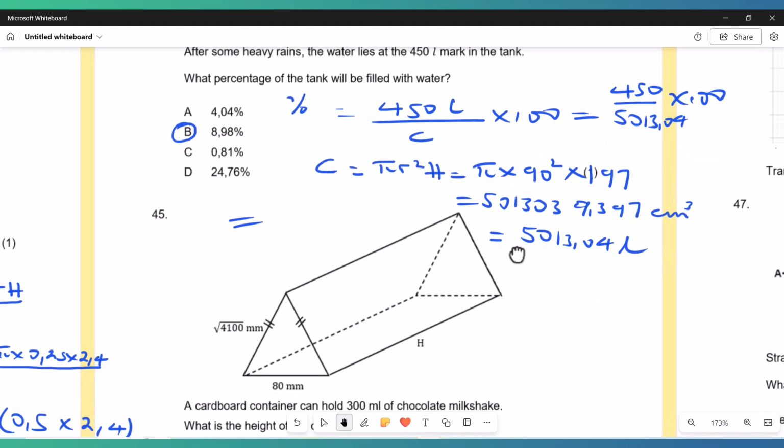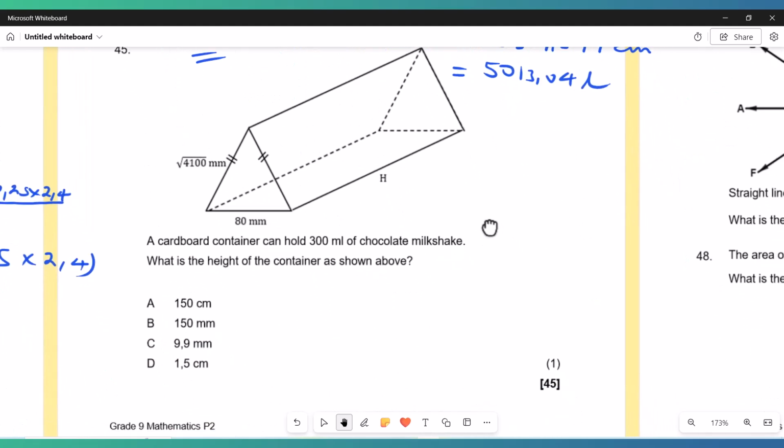Question 45. They say here that a cardboard container can hold 300 mils of chocolate milkshake. What is the height of the container as shown above? Now, this container here, if I invert it and I have my base as a triangle, the height is going to be h. Now we're talking about volume here.